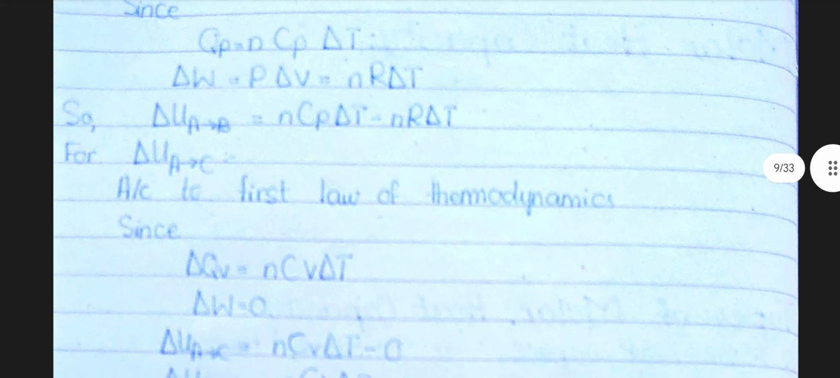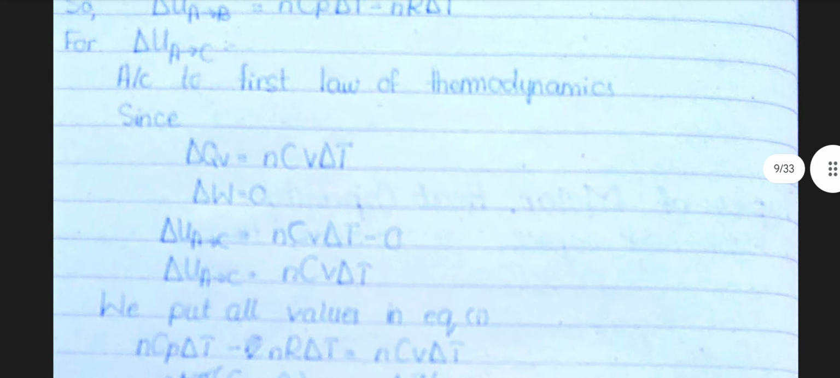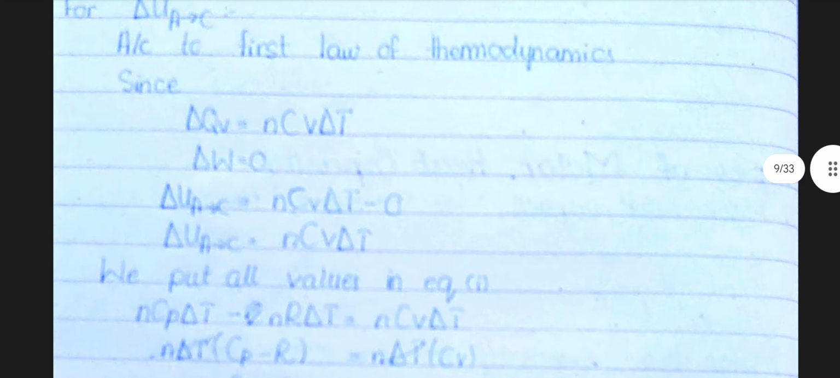For delta U from A to C, according to the first law of thermodynamics, since delta Q_V is equal to n C_V delta T, delta W is equal to 0. Delta U from A to C is equal to n C_V delta T minus 0. Delta U from A to C is equal to n C_V delta T.